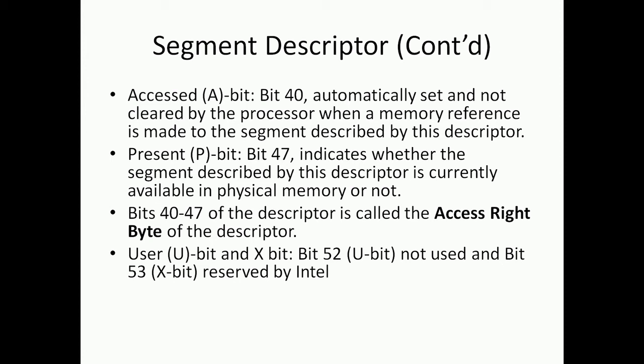And then there are bits 40 to 47 of the descriptor. These are called the access rights byte, right. We will see what that access rights byte is also shortly. Then there is a user bit and an X bit. Bit 52 is the user bit, it is not used, and bit 53 is the X bit, it is reserved by Intel.